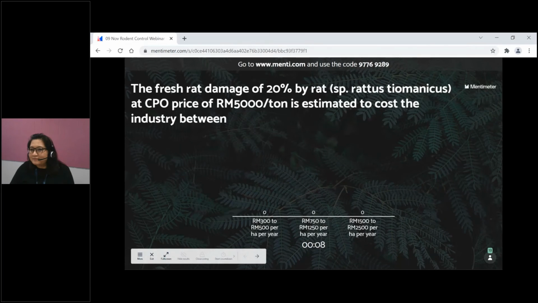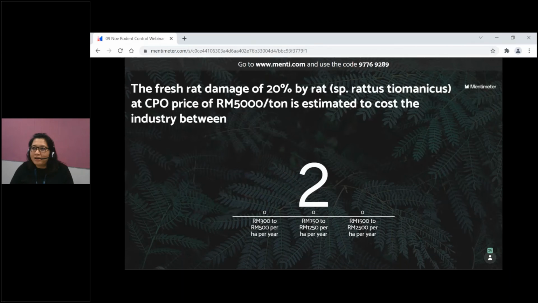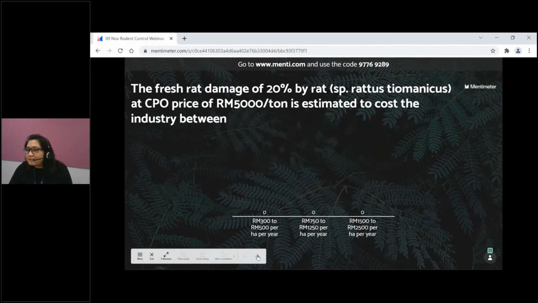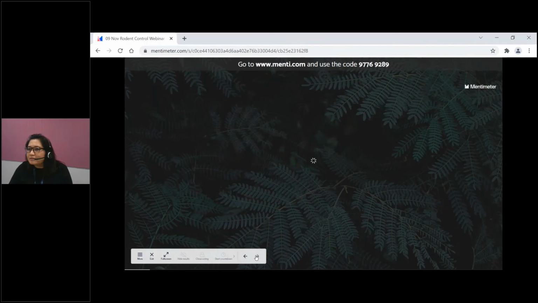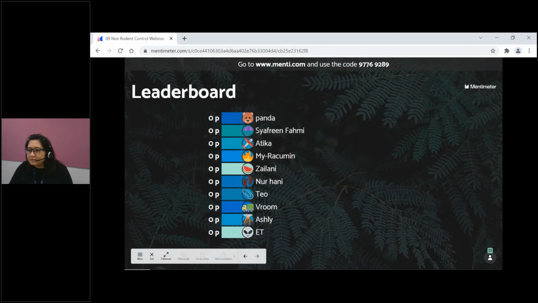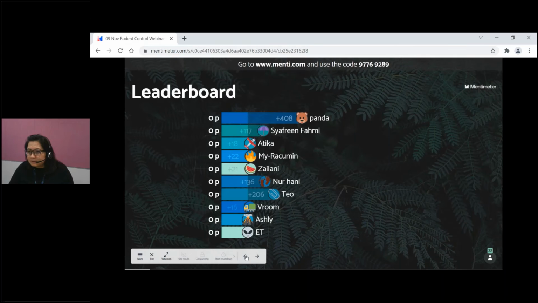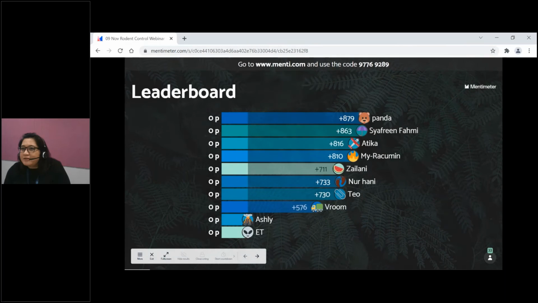The fresh damage, rat damage of 20% by Rattus tiomanicus, at a PO price of RM 5,000 per ton, is estimated to cost the industry between... Oh, I didn't have the answer. Okay, never mind. So Panda is in the race. So let's go to the second question.